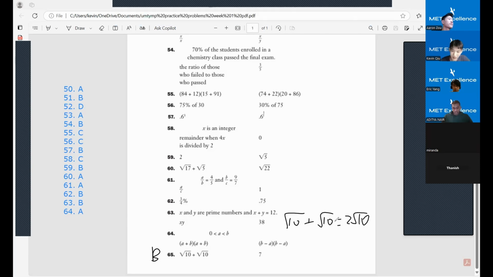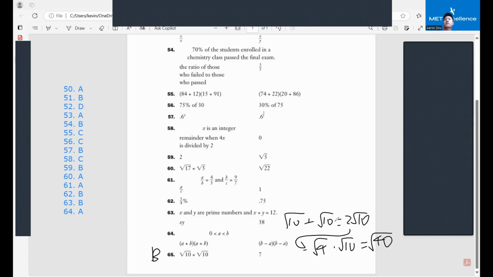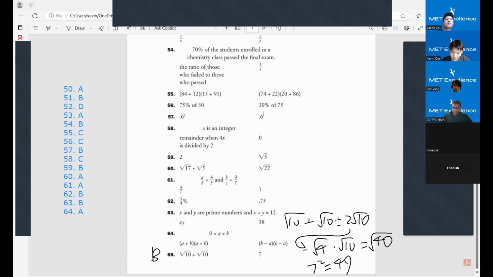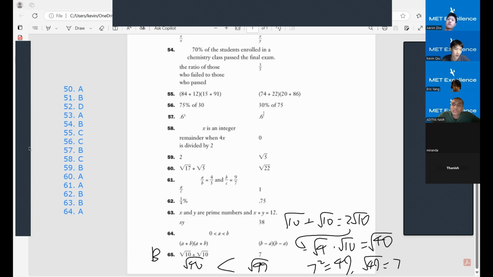And then to introduce the 2 into the root, you change it into root 4, and now you have root 4 times root 10. And like Aaron mentioned, the multiplication is distributive, so you can put the whole multiplication inside the square root, and it becomes square root of 40. By contrast, we know that 7 squared is 49, so the square root of 49 equals 7. So on one side we have the square root of 40, and on the other side the square root of 49. And since 49 is greater than 40, the square root of 49 is also greater. So we get the answer B.